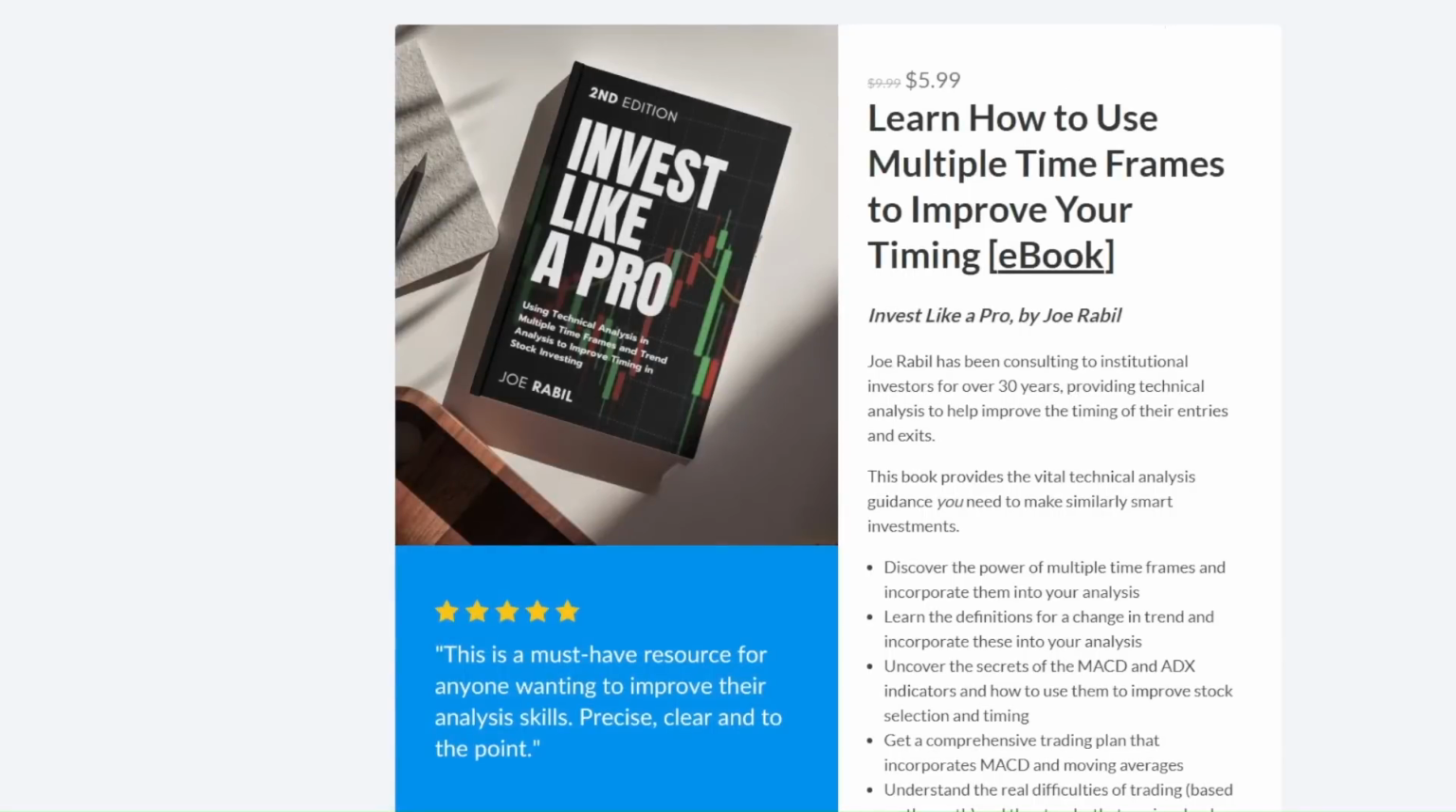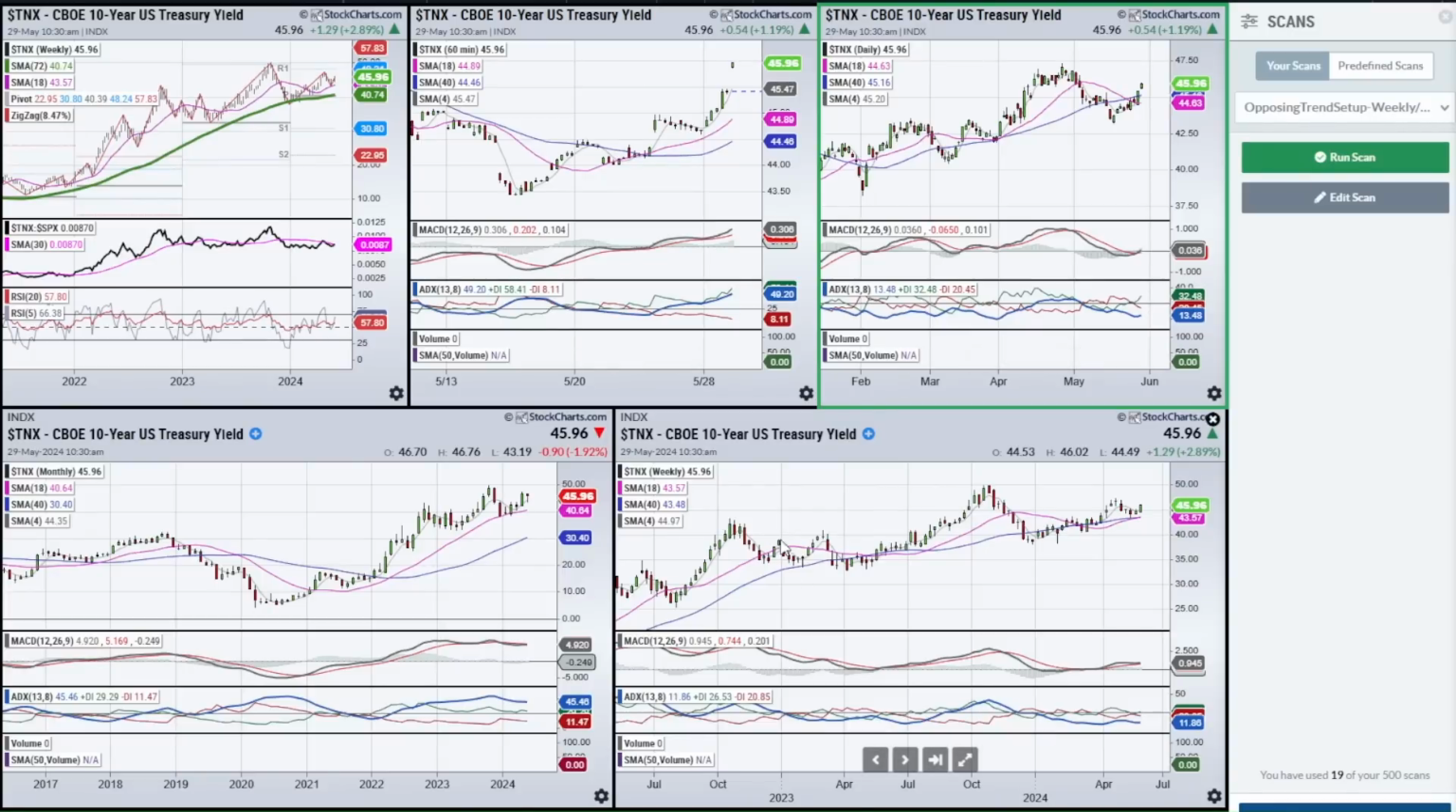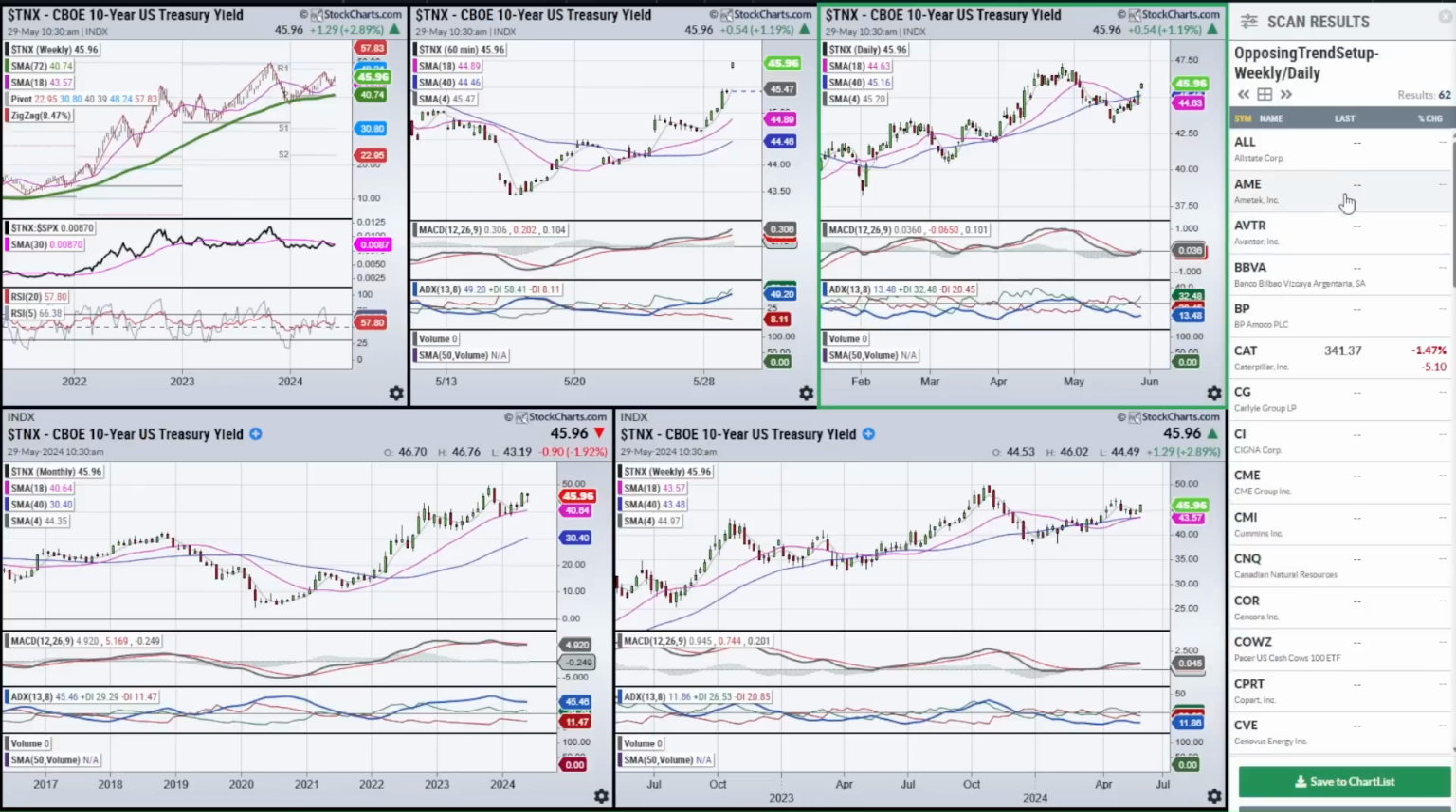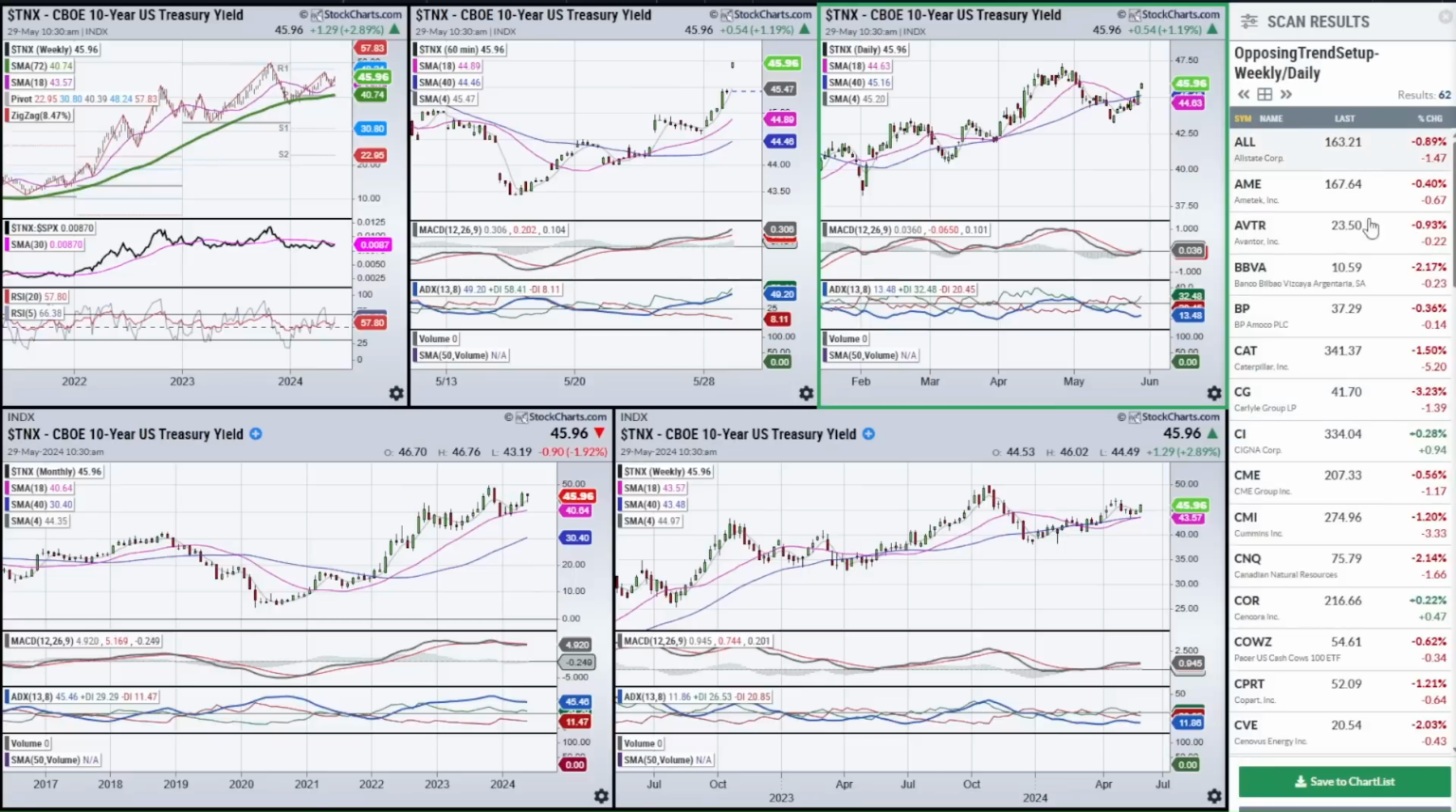I'm going to start out with the scans. I did want to show a few examples of two screens I like to run. Number one, I call it an opposing trend setup. Let me run the scan, and we'll get the results here in a second. It's going through the entire database. Now, I got 62 stocks that passed. If you did just the S&P, you'd get a smaller list. So if you start with a list, you can do that, maybe start with the S&P or something like that.